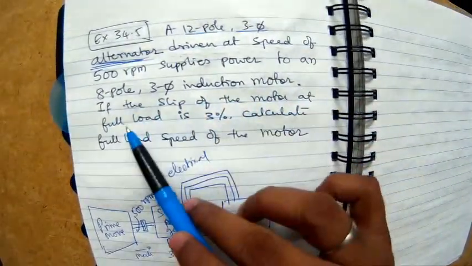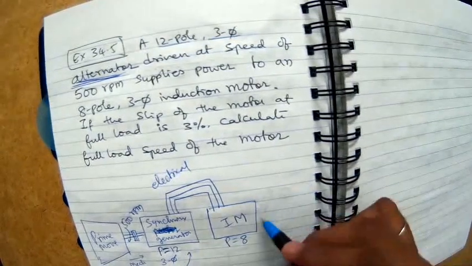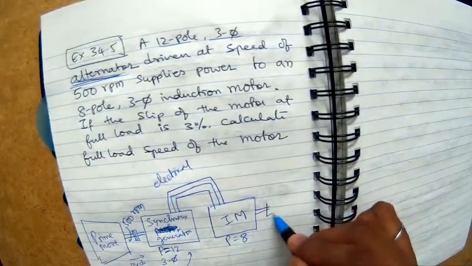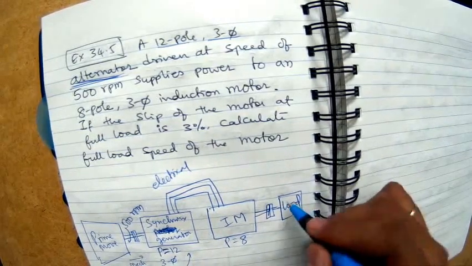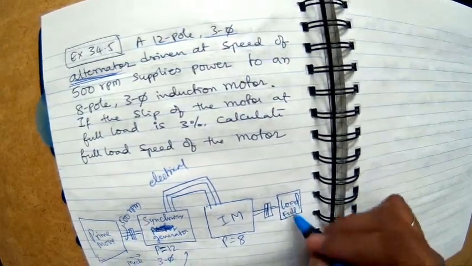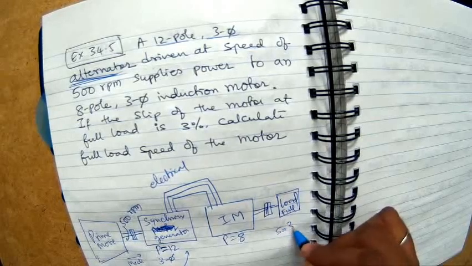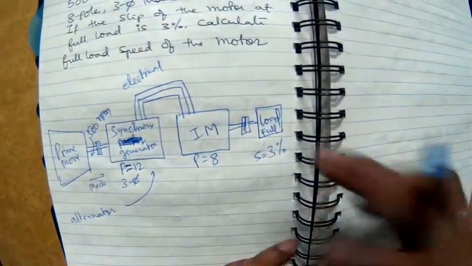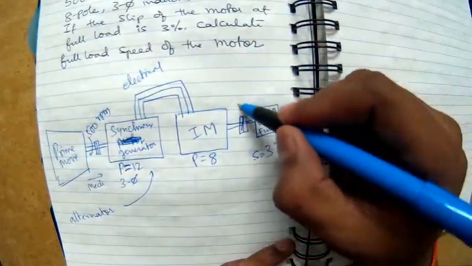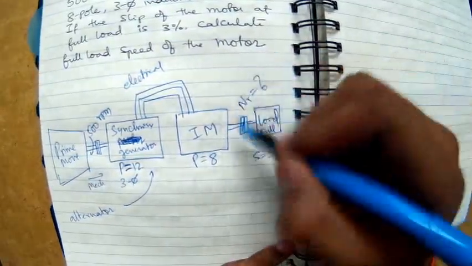If the slip of the motor at full load is 3%, so this motor is connected to a mechanical load. So it is at full load. So the slip is 3%. I'm just writing the information that is given in the question. Calculate the full load speed of the motor. So here Nr is how much? This is what I have to calculate.